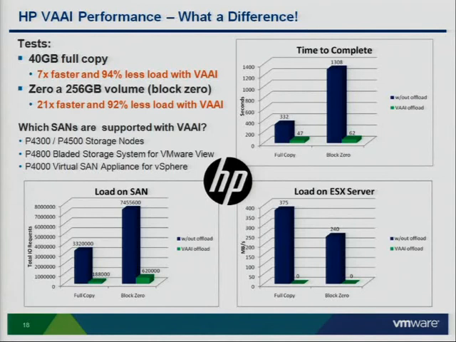And the second use case example here is to do a clone of an eager zeroed thick disk of 256 gigabyte size. And again, here showing a tremendous amount, 21 times faster and 92% less load with VAI. On the upper right-hand graph there, you'll see with VAI, it is only 62 seconds as compared to about 20 minutes. From 20 minutes down to 62 seconds, a significant time improvement.